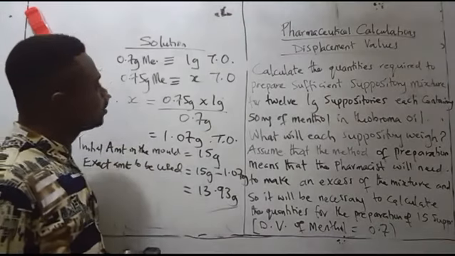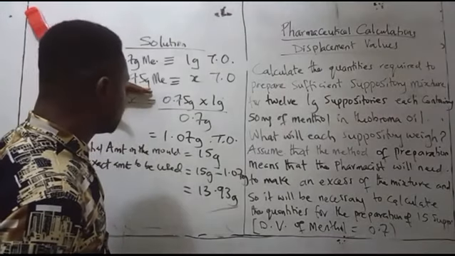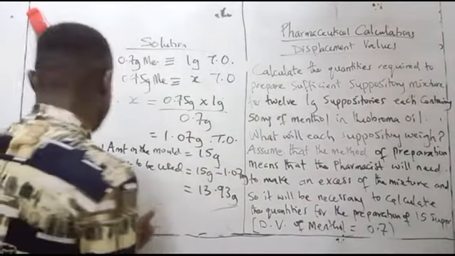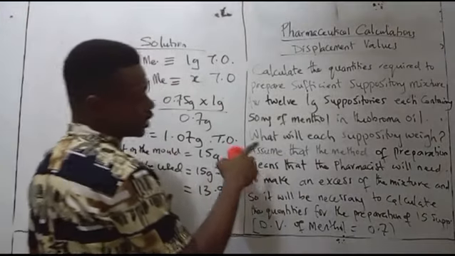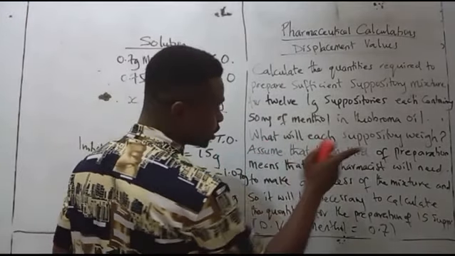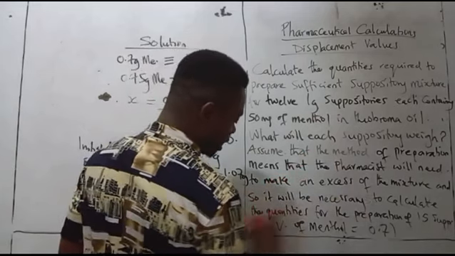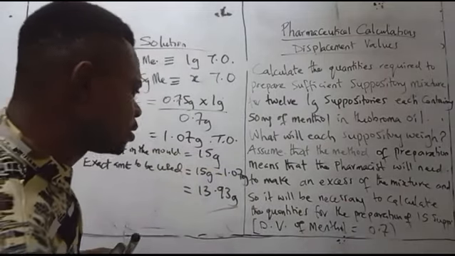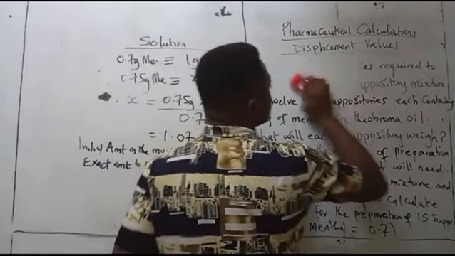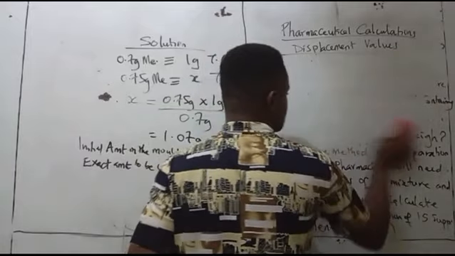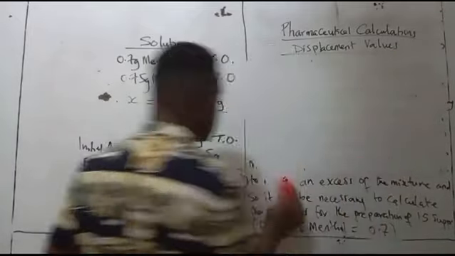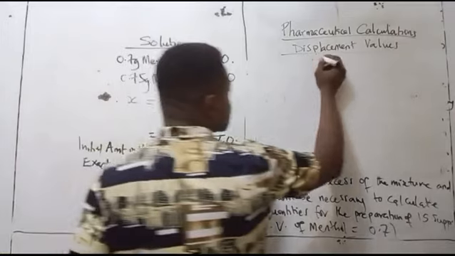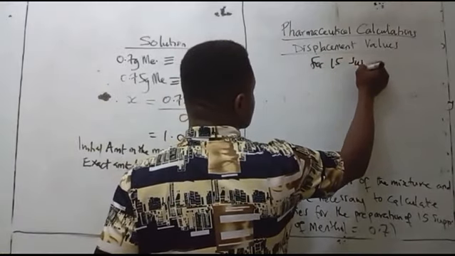So having gotten the amount of the menthol we need and the amount of the base, let's now write down the formula. I'll clean here. Remember the question says we should first write what is the weight of each. That's the first question. So the question is calculate the quantities for the preparation of 15. Okay, we are already there. Remember this is the weight, this is the amount. The formula I want to write now is for 15 suppository.